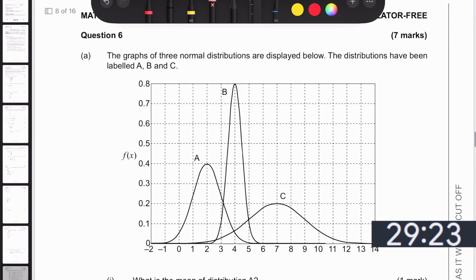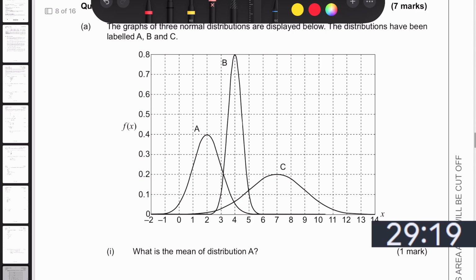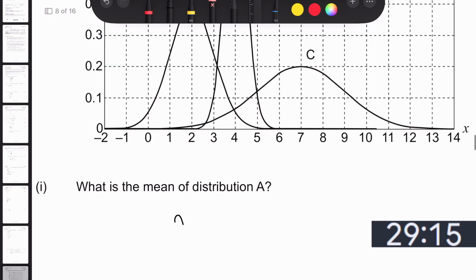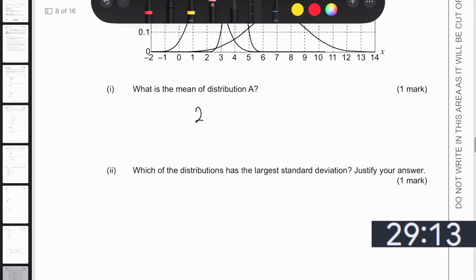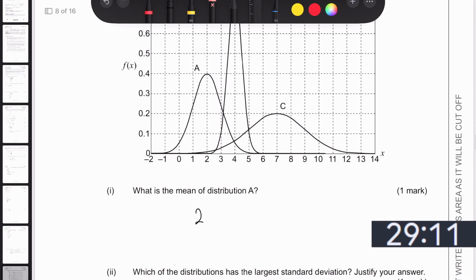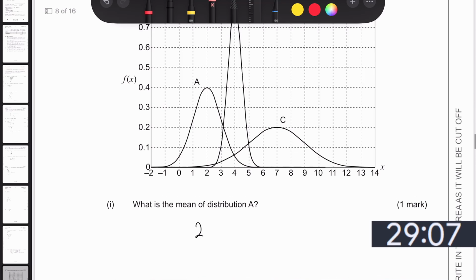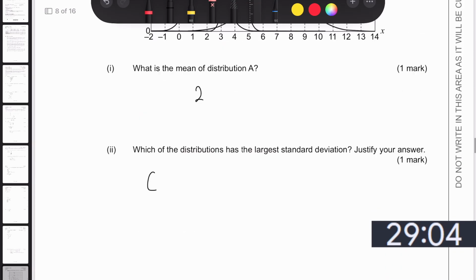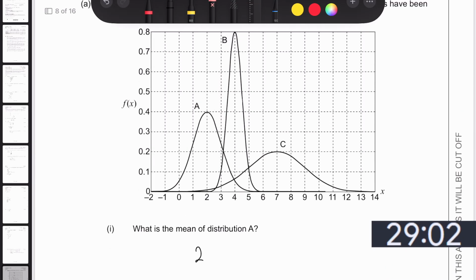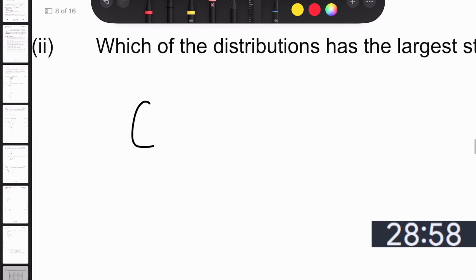Okay, graphs of 3 binomial distributions. What is the mean of distribution A? 2. Which distribution has the largest standard deviation? Justify answer. So it's going to be C, because its values are more spread out. Is that a valid explanation?